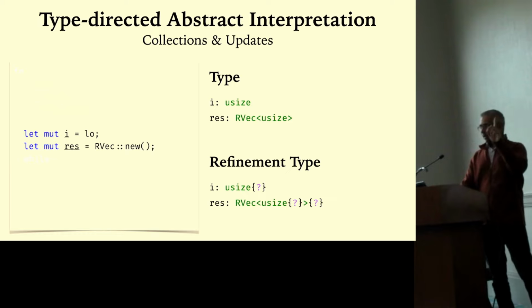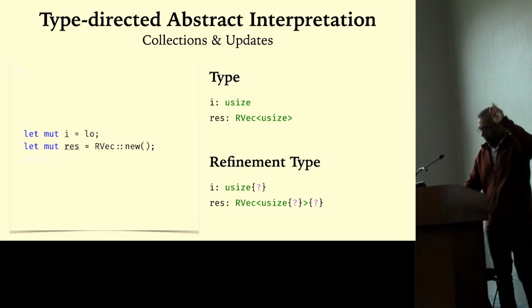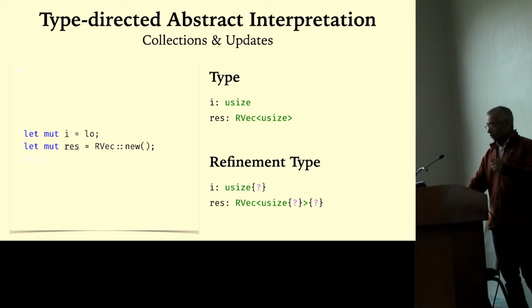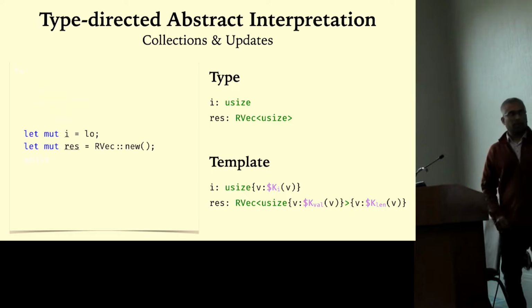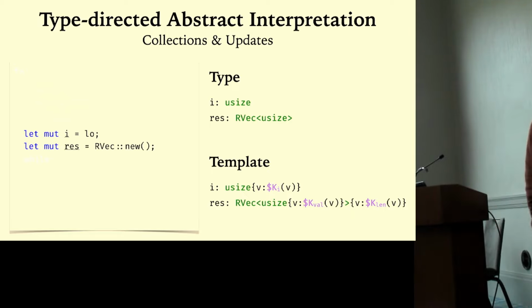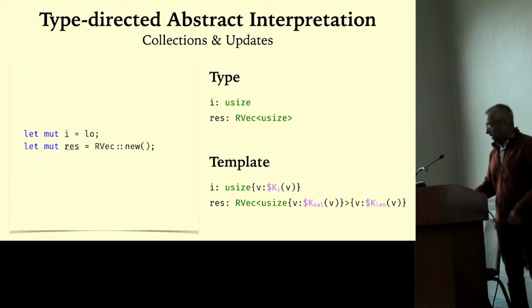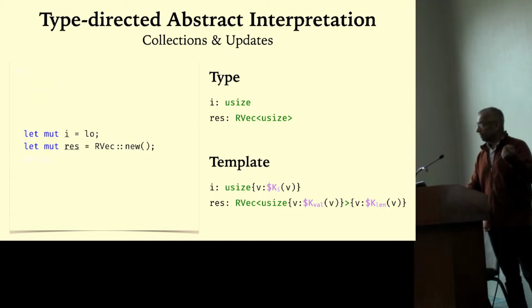And so now the key idea is, as my mother taught me when she taught me how to do algebra in whenever it was, 6th grade, that when you have an unknown, you introduce a variable for it. So wherever you have this question mark, I'm going to introduce what are called horn variables. There's some ki, which represents the unknown invariant for I. There's some k val, which represents the invariant for the value component of the vector. And there's another k len, which represents the unknown for the size of the vector.